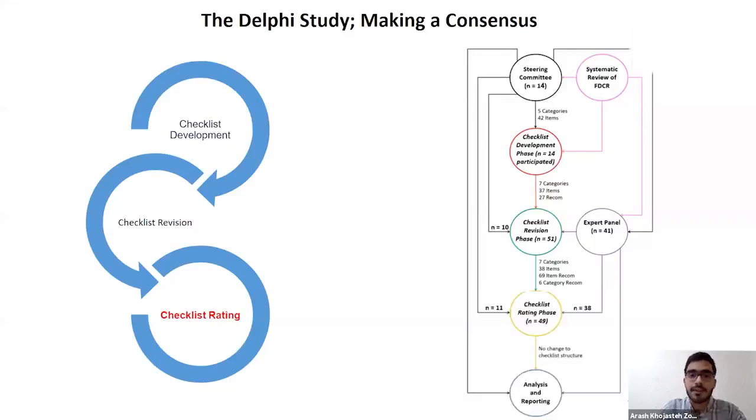So the rating phase was the final phase. Participants from the steering committee and expert panel were asked to rate each item in terms of importance in the methodology of FDCR studies on a scale of 1 to 5. They also gave a yes or no answer for considering each of the proposed recommendations.